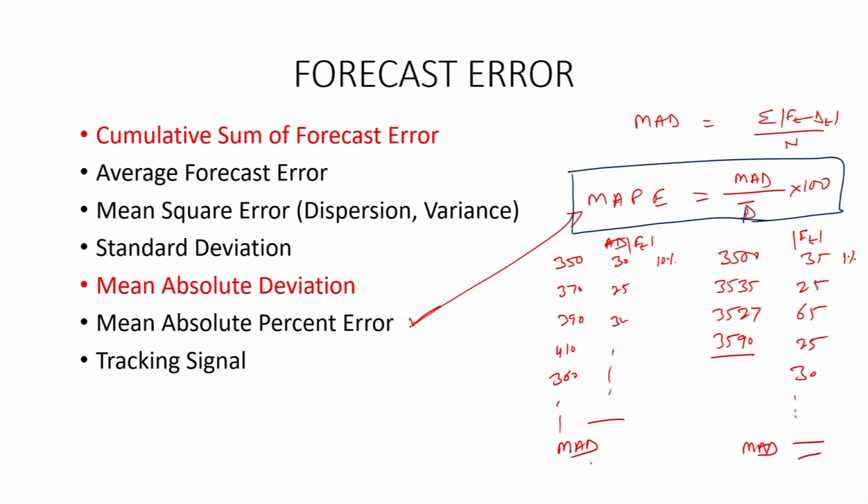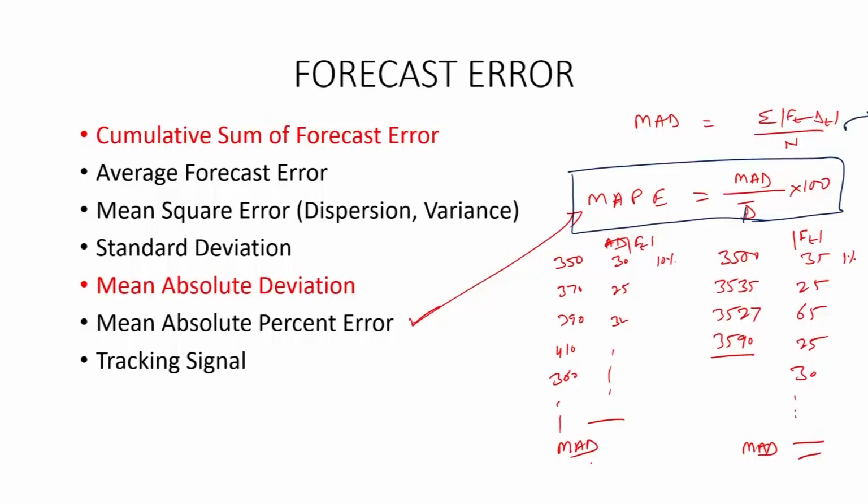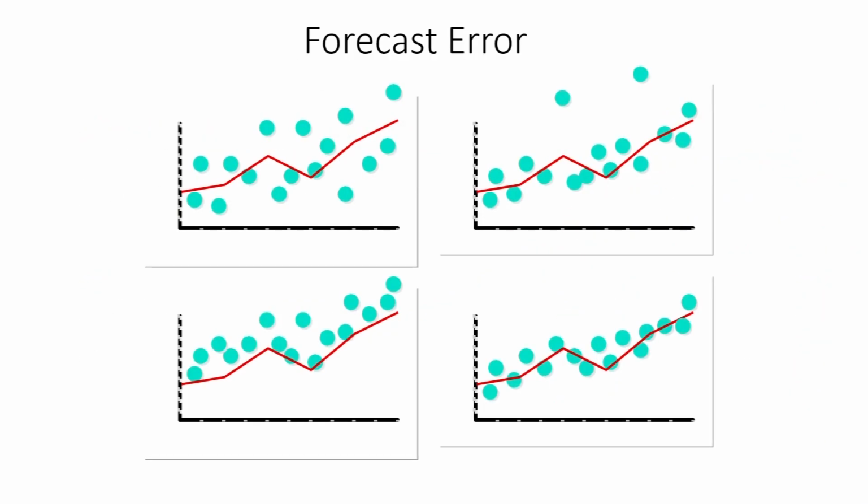But on the other hand, if the base is the same, then mean absolute deviation and mean absolute percent error will both lead to the same results. So, there is no need of calculating percent error, even the mean absolute deviation is sufficient for us. Now, coming to the tracking signal, this will give you some idea about the bias and magnitude.